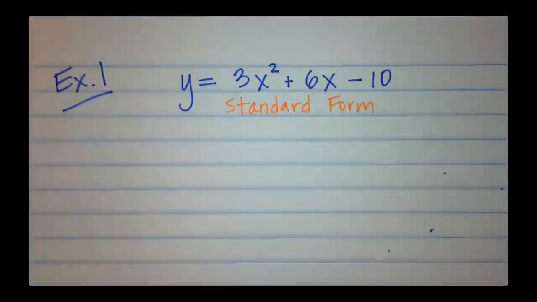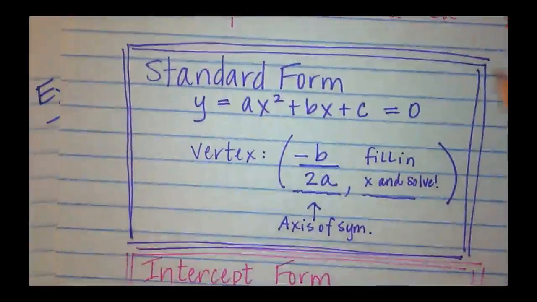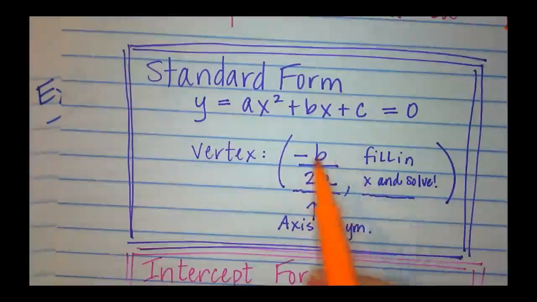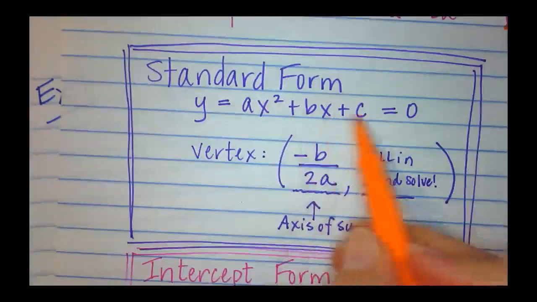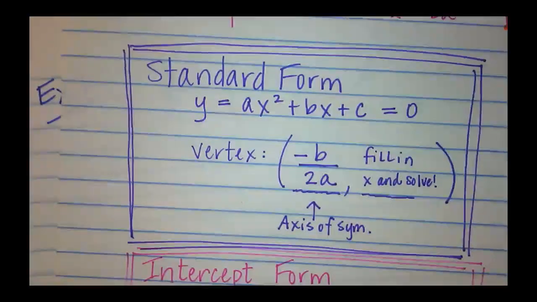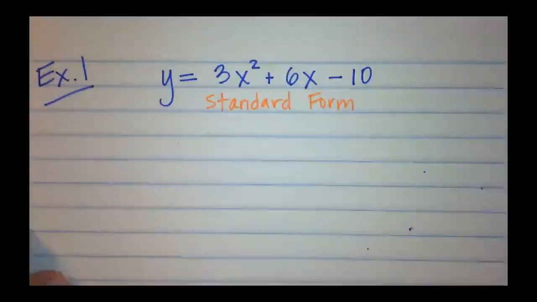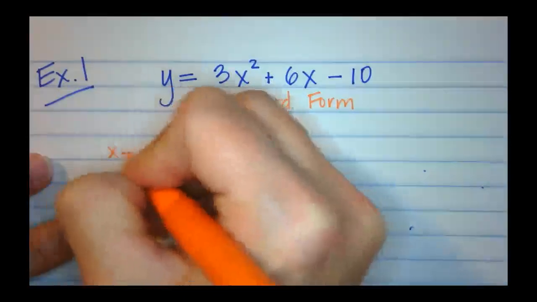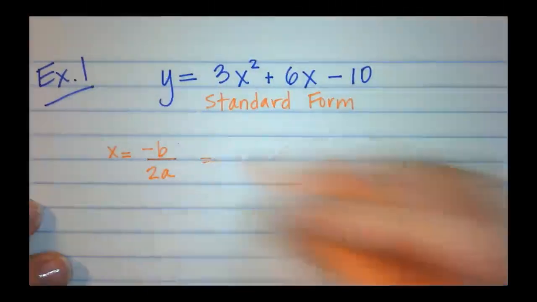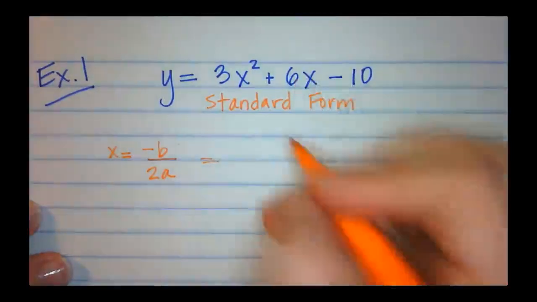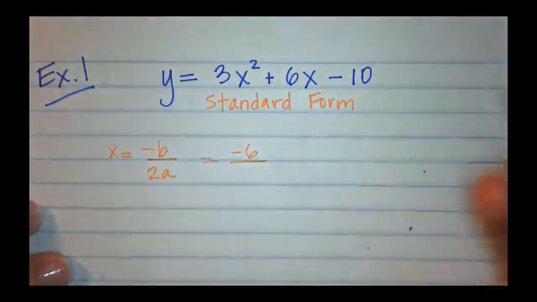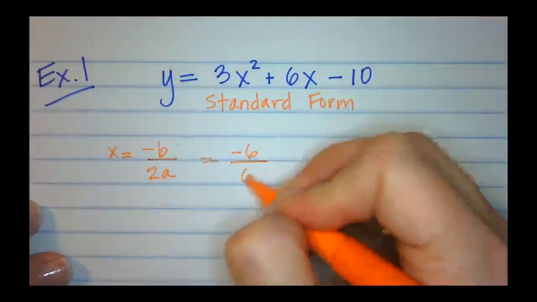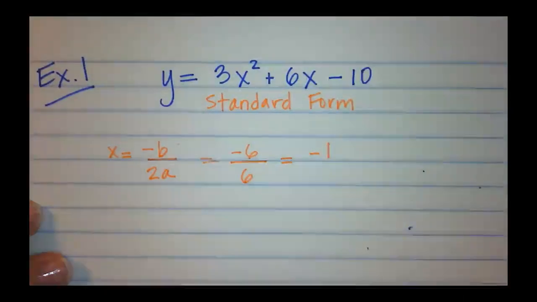So if we go back and look at our notes, to find the vertex and axis of symmetry when we're in standard form, we need to do negative b over 2a. Once we get that, we're going to fill it back in and figure out what the y is. All right, so here goes. We need to do negative b over 2a, and that's going to tell us what the x is. Negative b would be negative 6, over 2a, which is 6, so that equals negative 1.